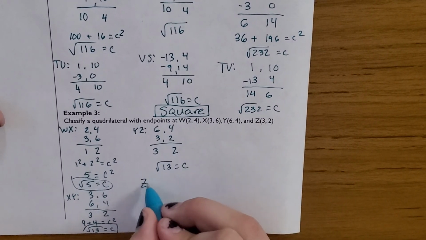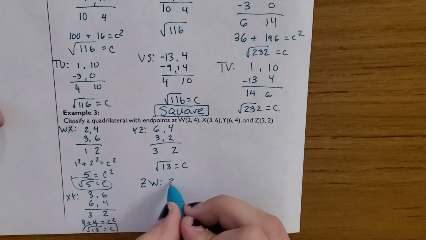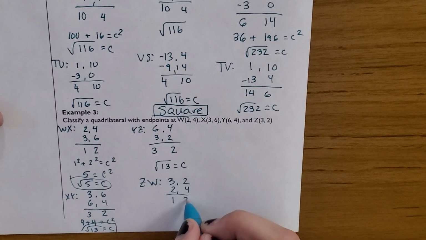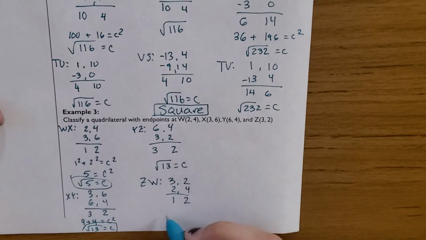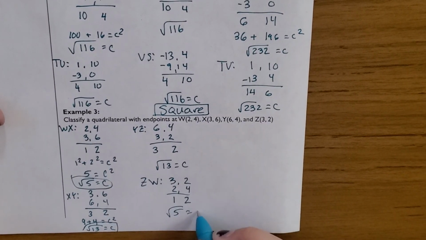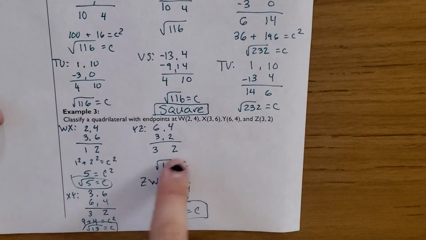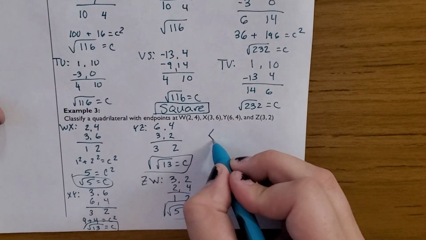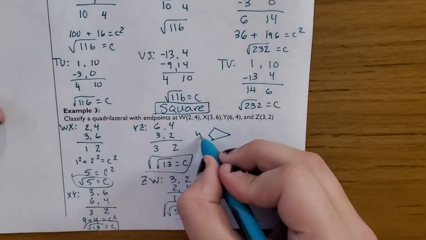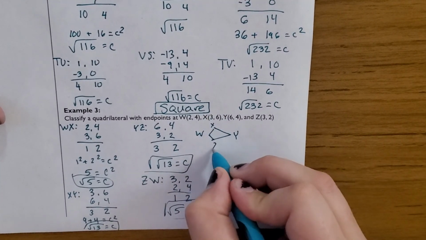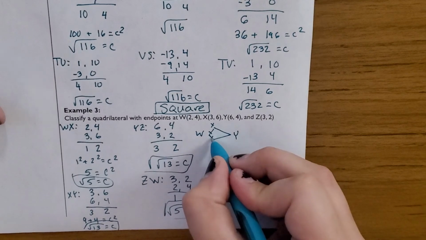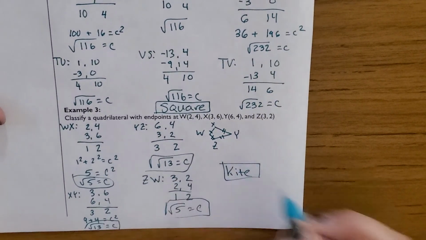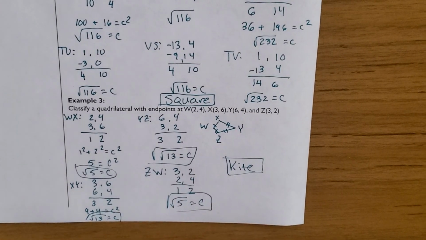And last, Z back around to W. So Z is (3, 2). W is (2, 4). That's 1 unit, 2 units. I saw those numbers too. So that's going to be square root of 5. So you can see what happened here. The middle 2 are equal, and the outside 2 are equal. So if you needed to draw the picture, you could, but it would look like this. W, X, Y, Z. These 2 are equal, and these 2 are equal. So it has to be a kite, because the consecutive sides are congruent.